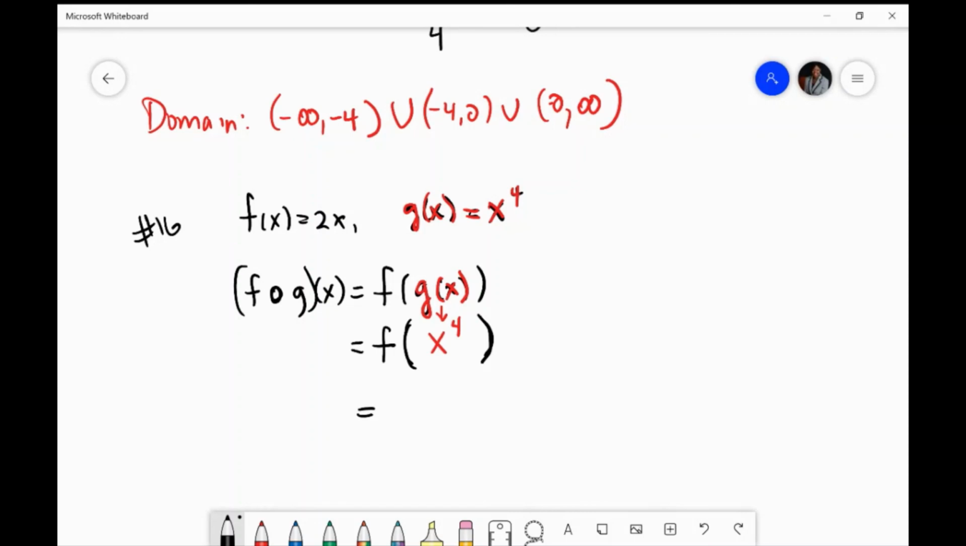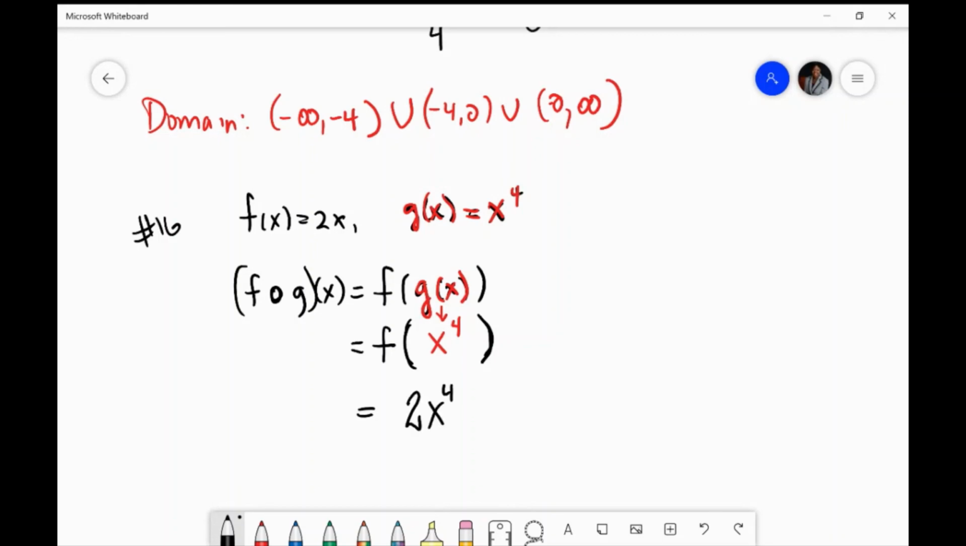Tell me what to write. Let me make sure you know. So where do you plug in the x to the 4th or the 2x? Anytime something is in parentheses next to f of something, you're plugging it in somewhere. You plug it into the 2x, to the f of x. Right. So what do I write next? f of x to the 4th equals 2, parentheses, x to the 4th.